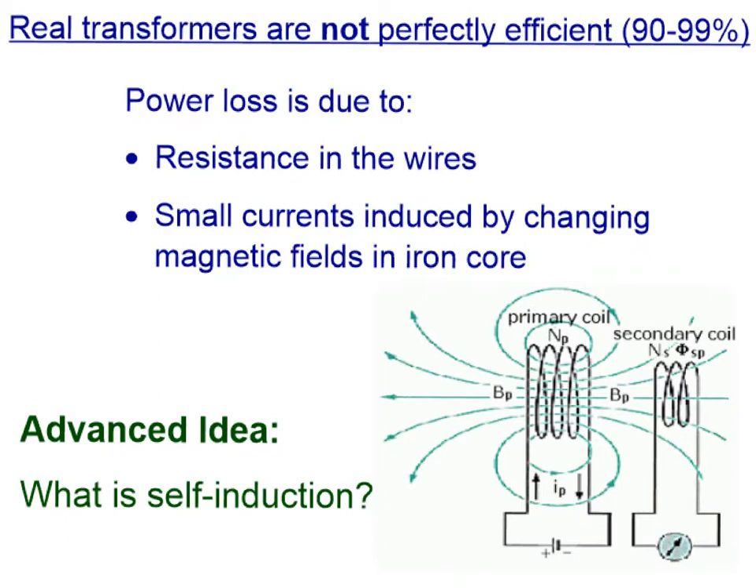Keep in mind, real transformers are not perfectly efficient. Generally, they're 90 to 99% efficient, but that power loss is due to resistance in the wires themselves, and also small currents that are induced by changing magnetic fields in the iron core, and that contributes to power loss.